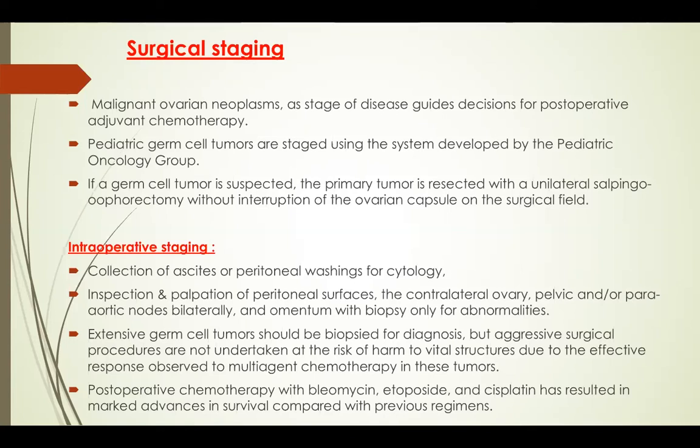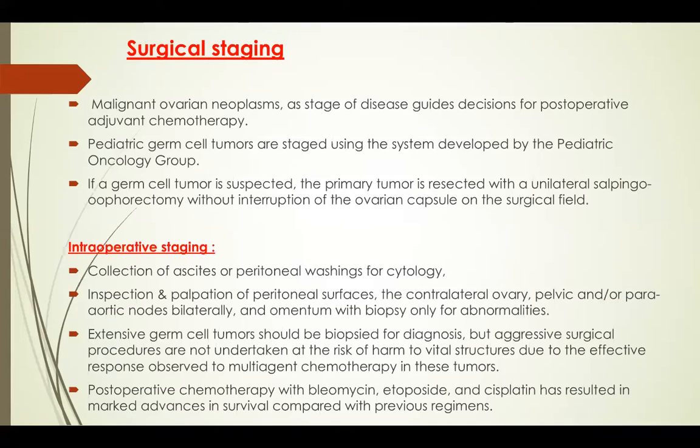Extensive germ cell tumor should be biopsied for diagnosis, but aggressive surgical procedures are not undertaken at the risk of harm to a vital structure. What that means is that if you open the abdomen and you see that the germ cell tumor is very aggressive, take a biopsy, and remove what you can remove without affecting other structures, because those are very sensitive and they respond to chemotherapy.